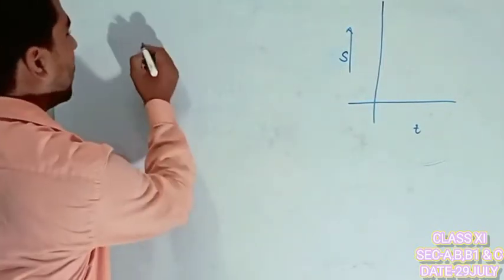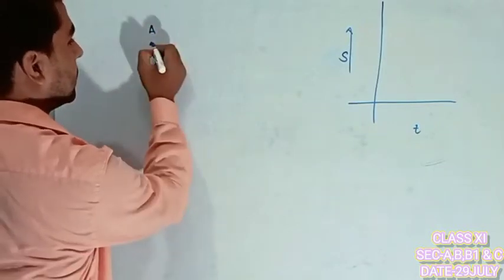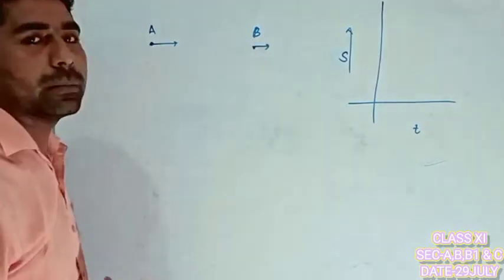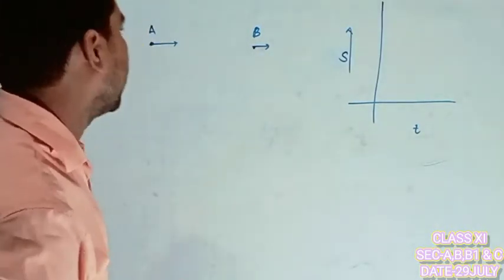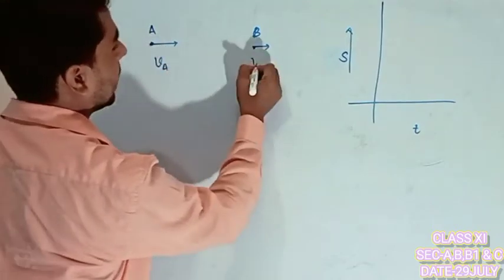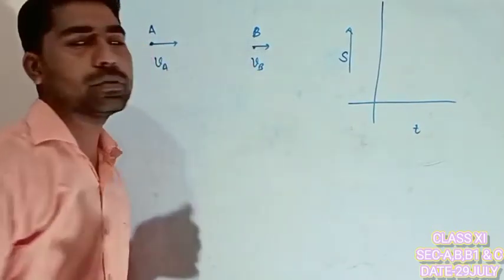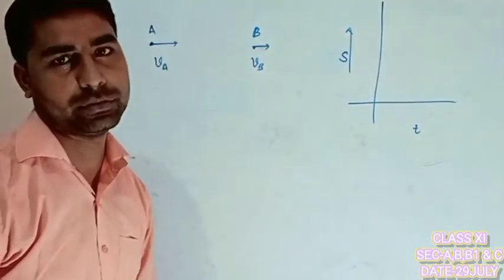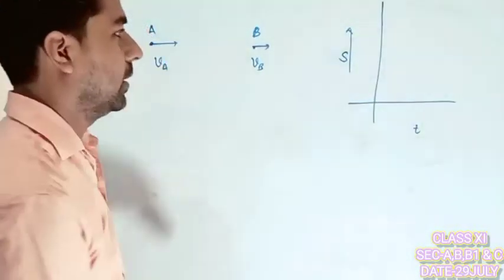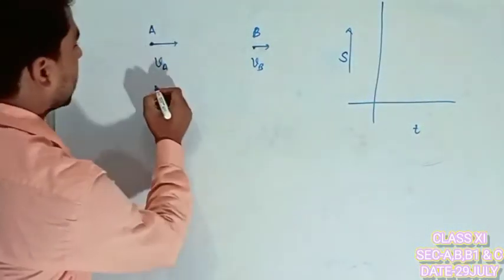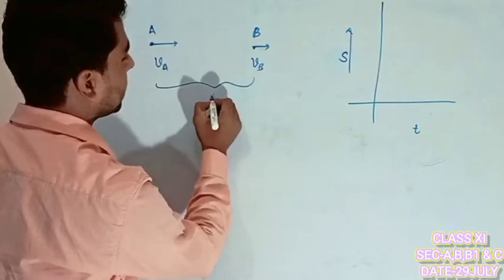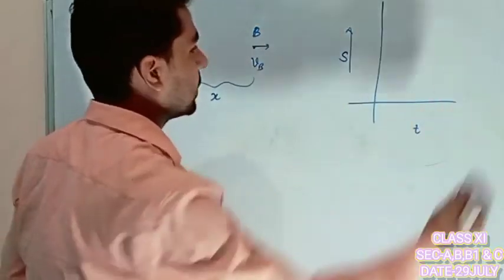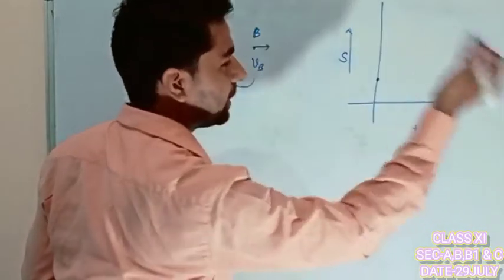I'm saying that object A is moving in the same direction as object B, and suppose this one is having VA velocity and this has VB velocity. You can suppose that VA and VB both have the same velocity, but they are at some distance apart, suppose X distance. I'm drawing the graph. The displacement will be increasing with time.